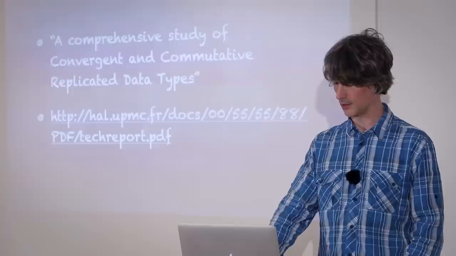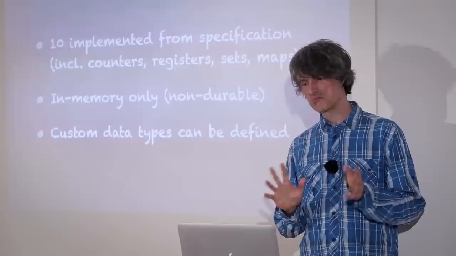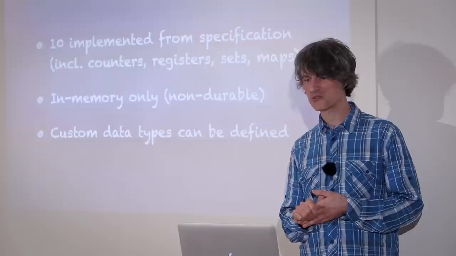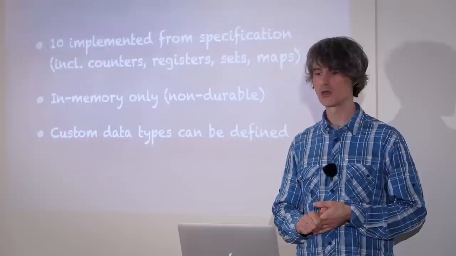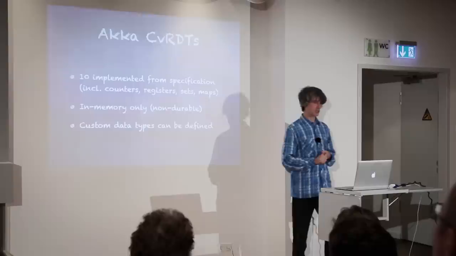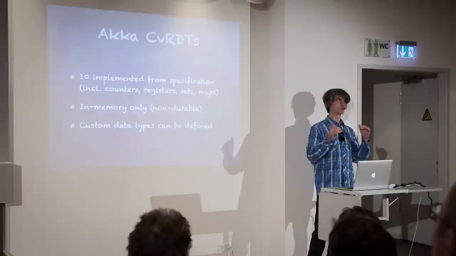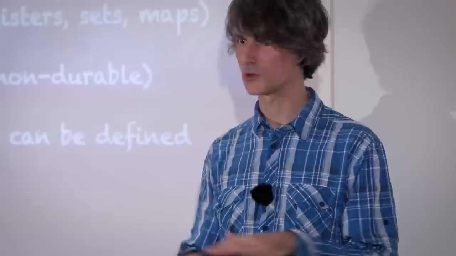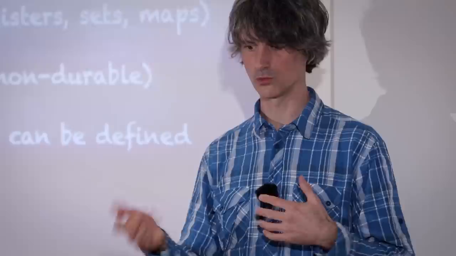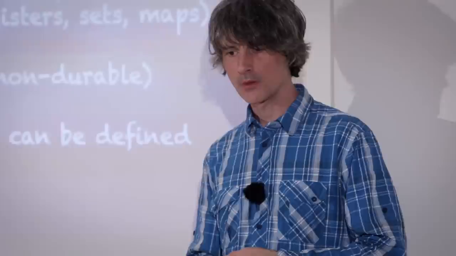Akka Distributed Data has roughly 10 CRDTs implemented. These are various counters, registers, sets, and maps. In the current implementation, they are in memory only, so they are non-durable. This means when you shut down the whole cluster, the state is lost. This is okay for most applications because you use CRDTs only to track temporary state. And Akka Distributed Data also allows you to define custom data types.